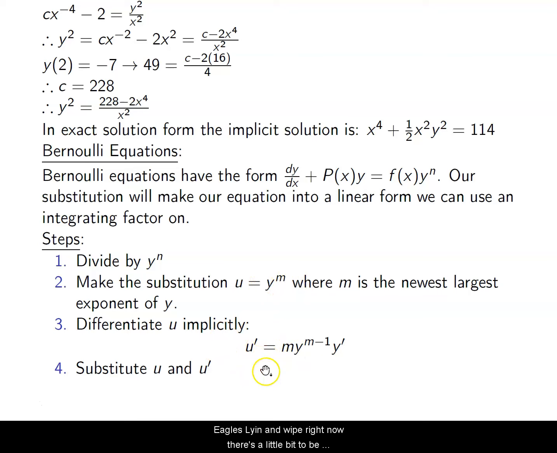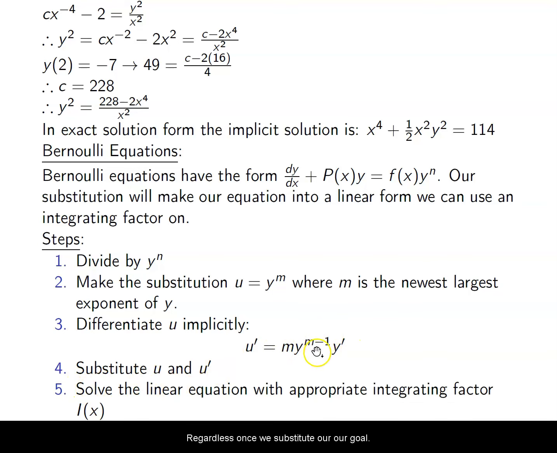Now, there's a little bit to be said here. We're not substituting in u prime necessarily. We're actually going to substitute in y prime. So we'll solve for y prime, possibly not even y prime. It's possible we take m minus 1 times y prime, and we substitute that. So we may have u prime divided by m, and then this is the substitution we'll have. It really depends on what your equation looks like, okay?